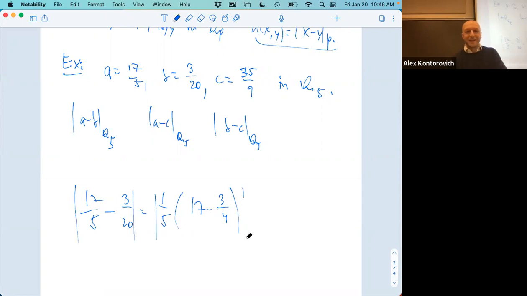Are you sure on that? I'm hopeful. 17 times 4 is 68, and then 68 minus 3. Oh my God. Over 4. All right, so this is 65. 65 only has one 5 in it. So this 5-adic norm is 1.